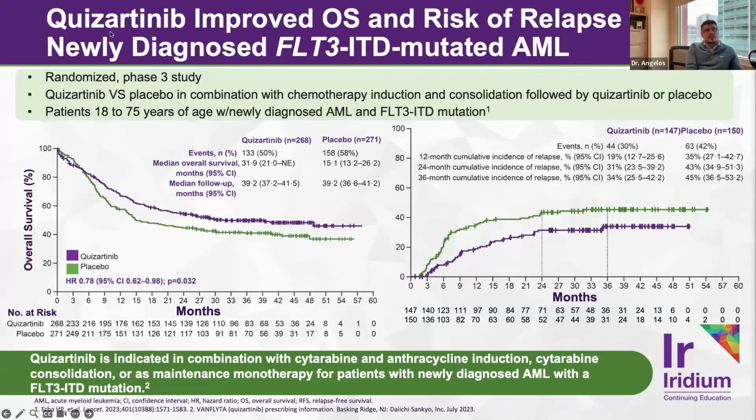So what's really important about quizartinib is that you can only really use this for FLT3 ITD mutated AML. There is no biological activity for this drug where it binds to the TKD mutated flavors of this mutation.